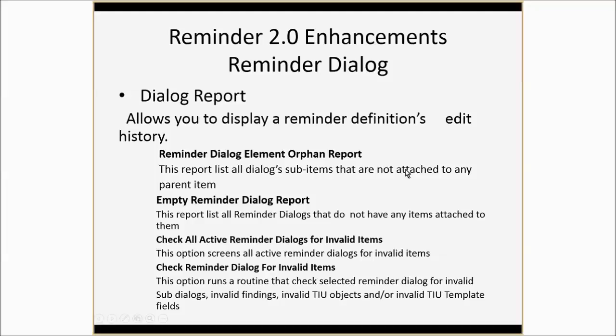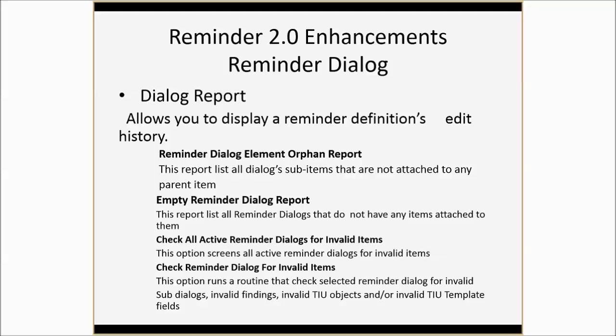The dialog report is going to allow you to display a reminder definition edit history. So you have the reminder dialog element orphan report. This report will list all dialog sub-items that are not attached to a parent item. The empty reminder dialog report. This report will list all reminder dialogues that do not have any items attached to them.